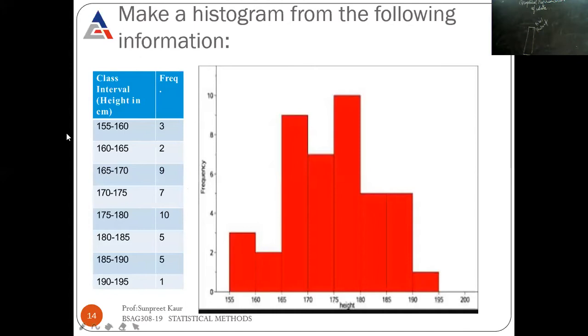Hurry up students, write down this statement. We are going to start the practical of histogram. Write down the statement students.